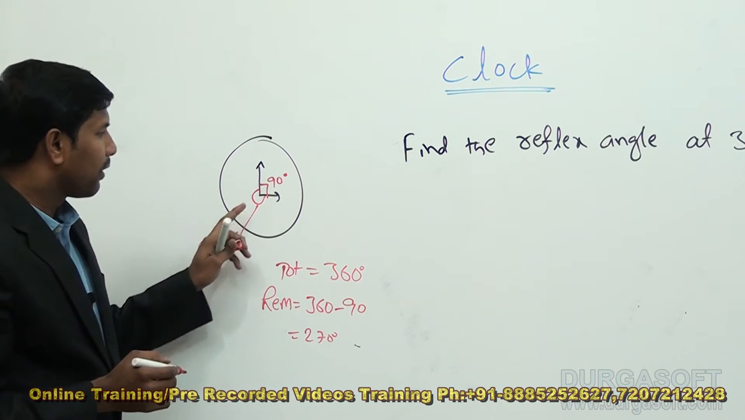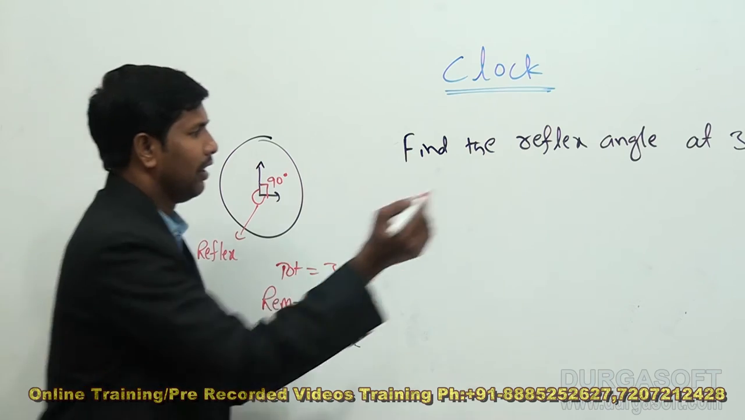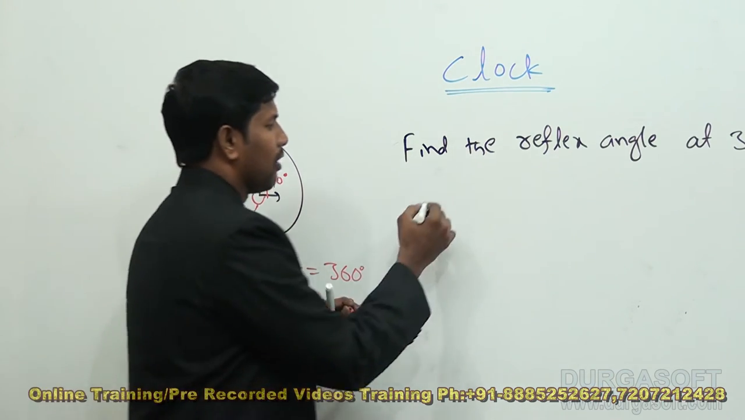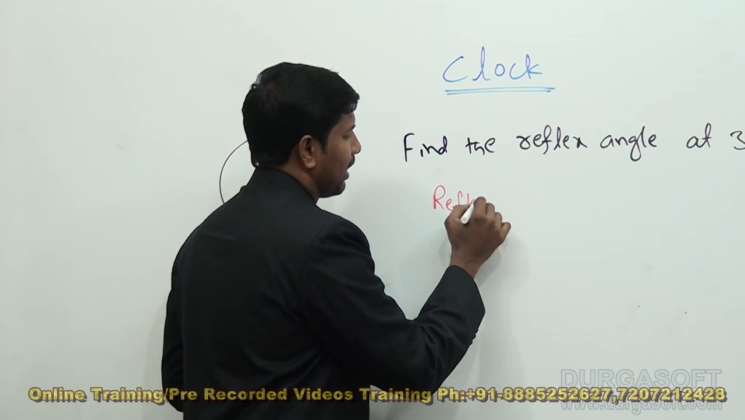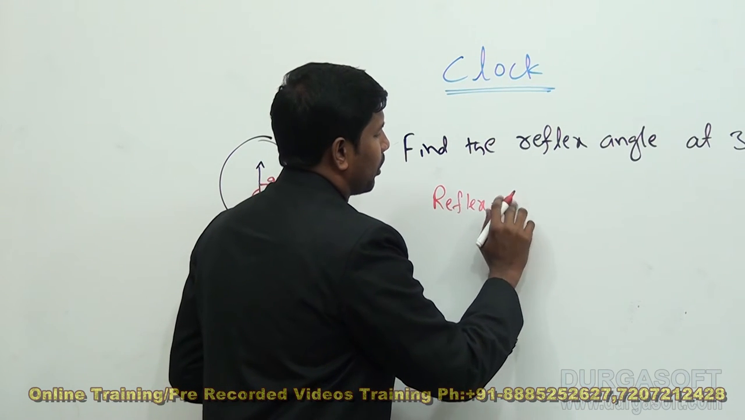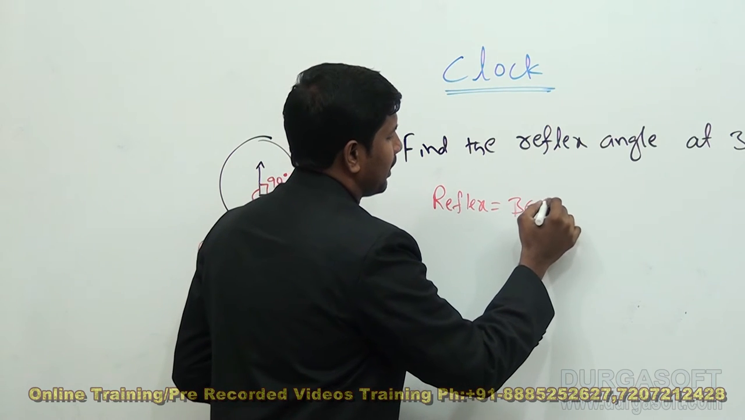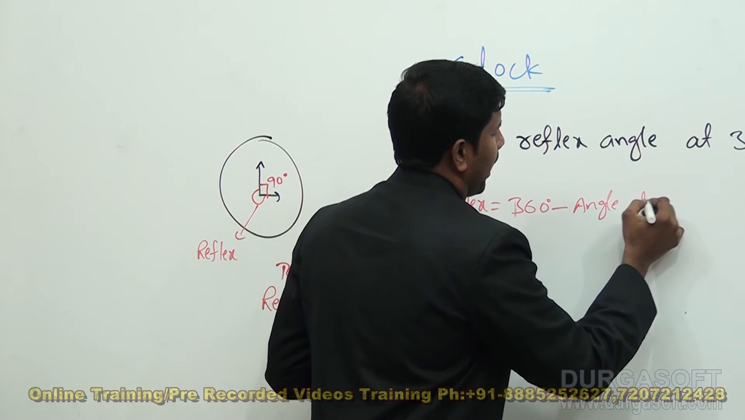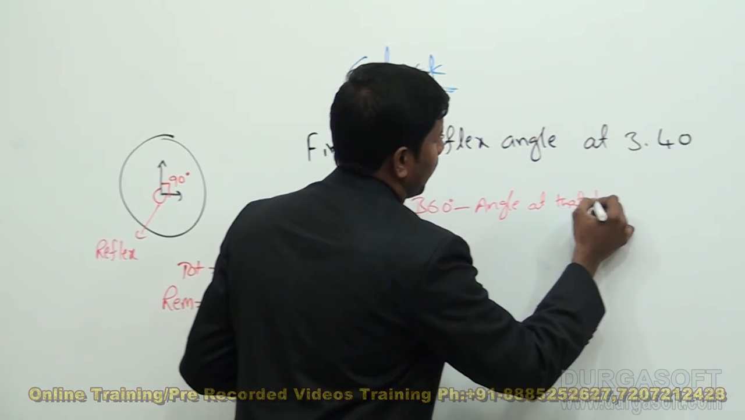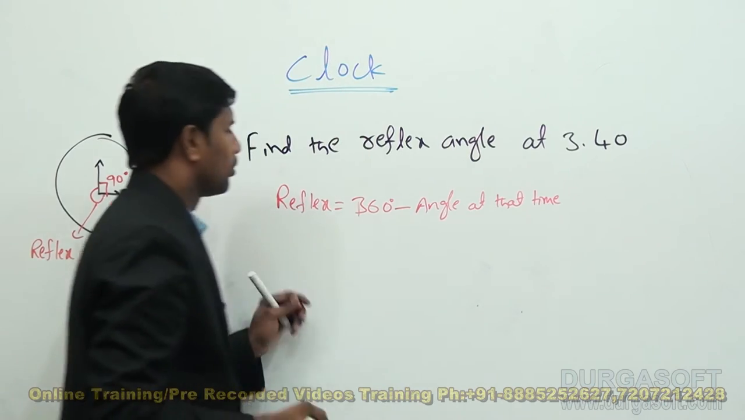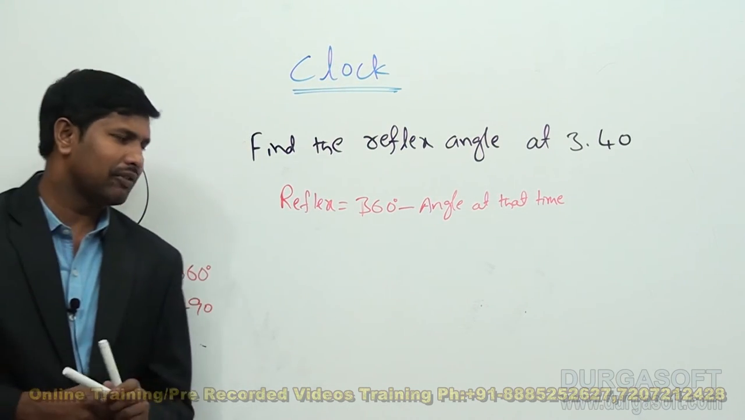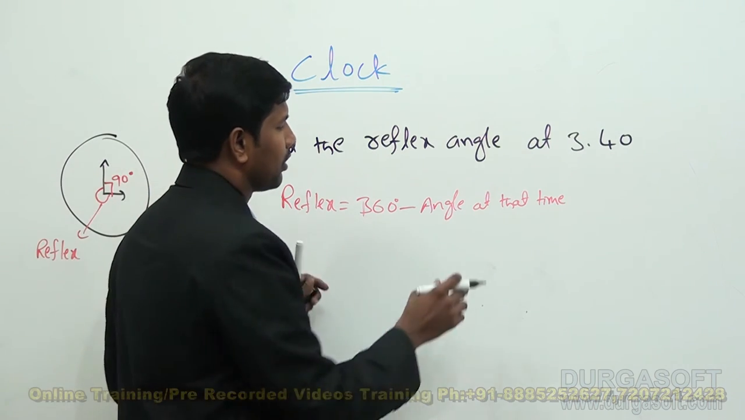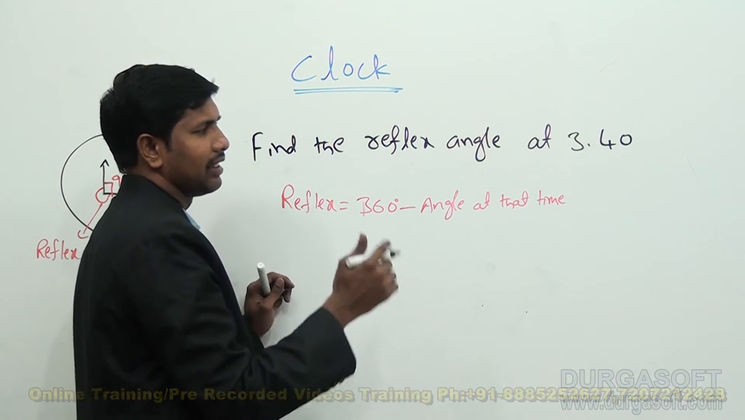So the meaning of reflex angle is simply total 360 minus the angle at the time. So now I can define reflex angle as simply 360 degrees minus the angle at that time. So reflex angle at any time is equal to 360 minus the angle at that time. So in order to find this, first we should find the angle at 3:40.